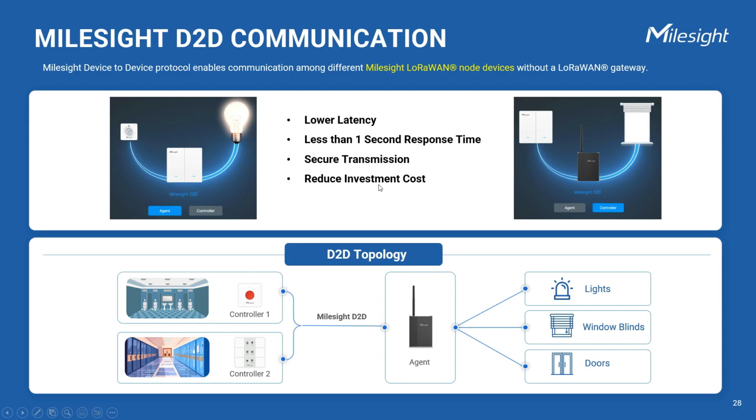This topology showcases how controllers interact with devices such as lights, curtains, and doors, facilitating efficient and seamless device-to-device communication. Think of D2D like the glue in our smart buildings. It's everywhere behind the scenes. With it, lights know to turn on when you walk in and turn off when you leave, and your window blinds raise or lower themselves as the sun moves. And that's just the start. D2D lets most Milesight sensors and switches talk directly, so you get smooth, automated control without any extra wiring or fuss.